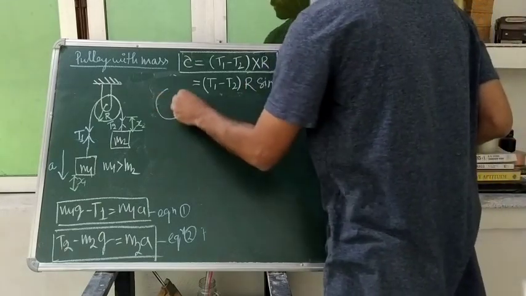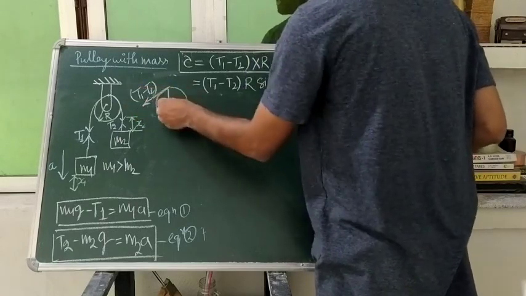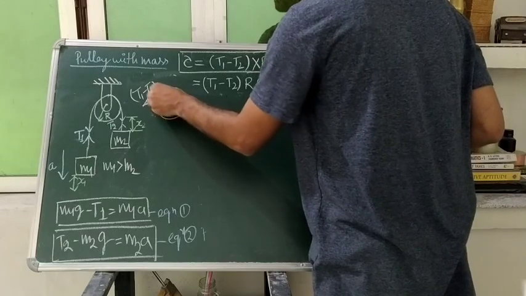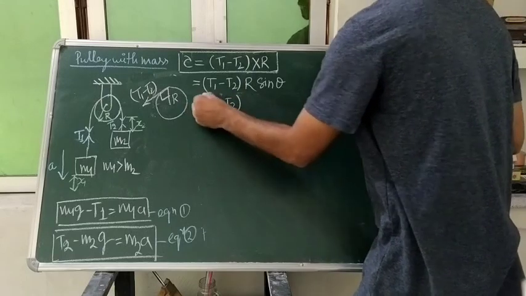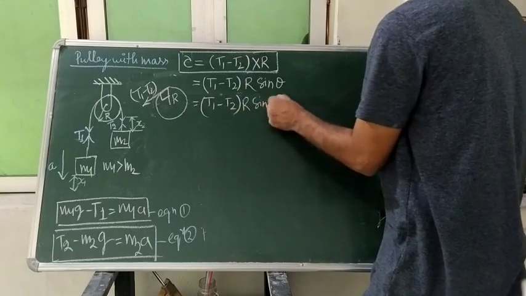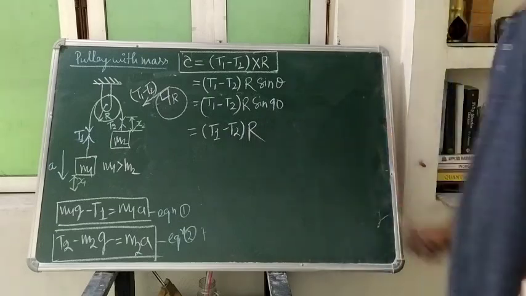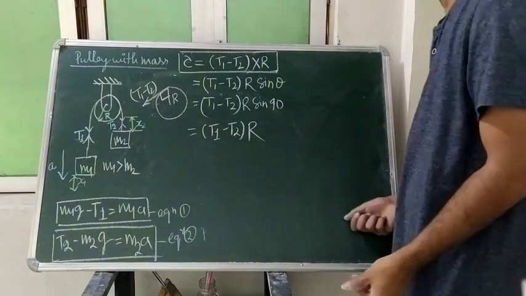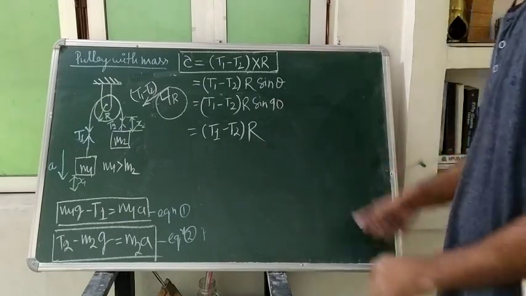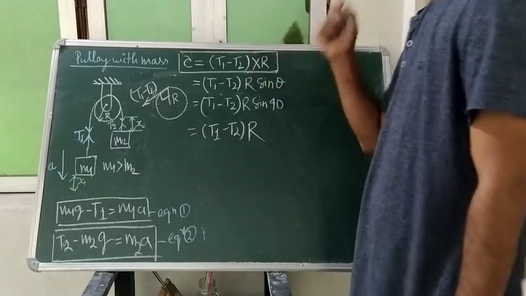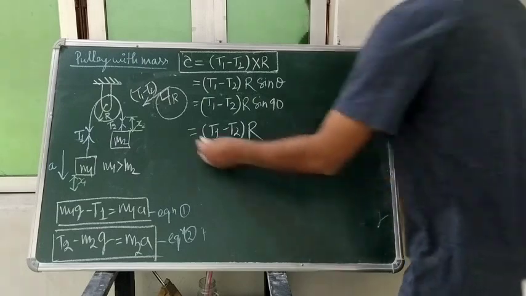Since at any time this T1 minus T2 force was acting on it and this was R, they are perpendicular. So what is sin 90, students? Sin 90 is 1 only. So this will come out as T1 minus T2 times R. So for a perpendicular distance, our torque will be force times the perpendicular distance, but now we say it is the cross product of force and distance. So this tau is going to come here.